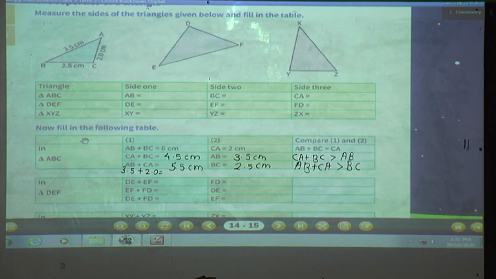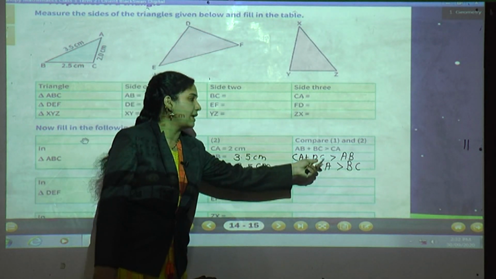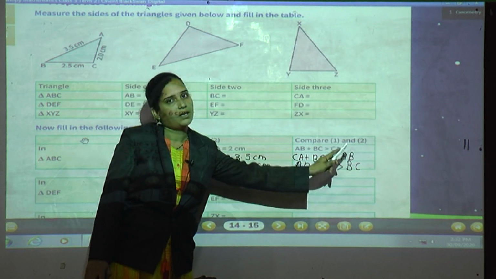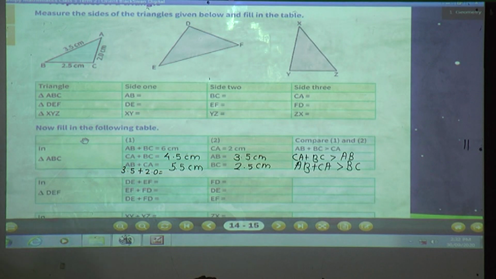We'll see the next one. What do you observe here, students? Yes, the sum of the lengths of any two sides of a triangle is greater than the third side. We get that the sum of two sides of a triangle is always greater than the third side. Now we'll see the next point, page number 16.